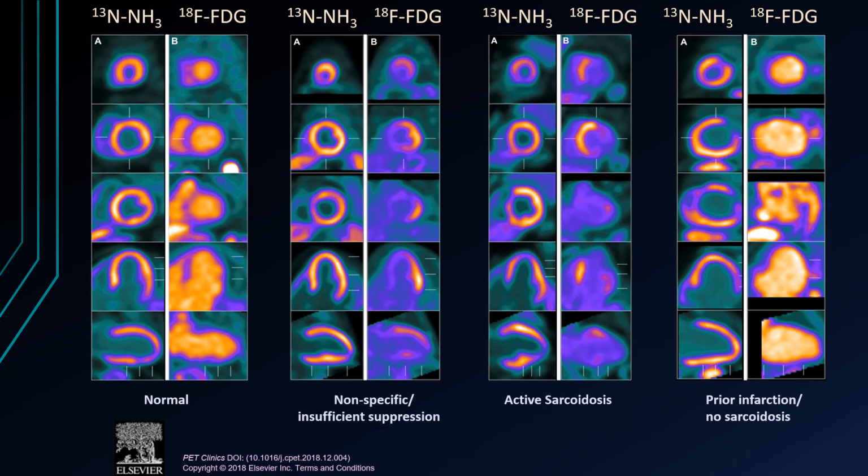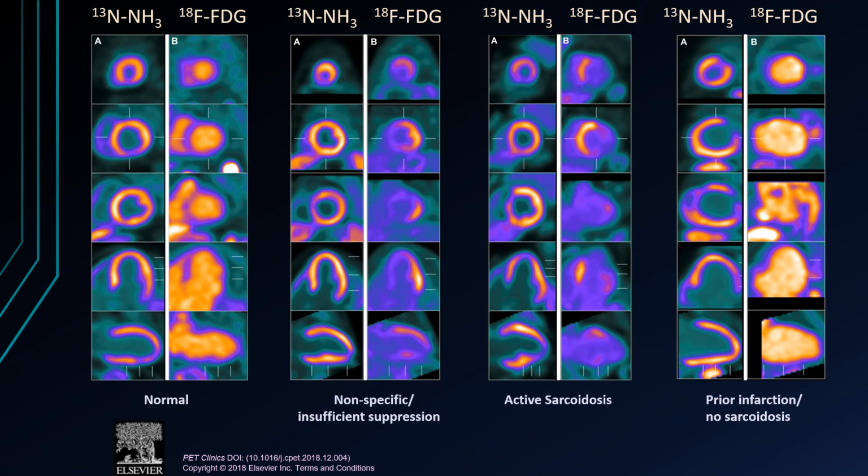Usually, you will do a myocardial perfusion scan. So in this case, it's done with ammonia. You can see in the first one, on the left, the ammonia perfusion scan is virtually normal, and the FDG portion shows a lot of blood pool activity, but really no uptake in the myocardium, which you can see is actually the negative image of the perfusion scan.